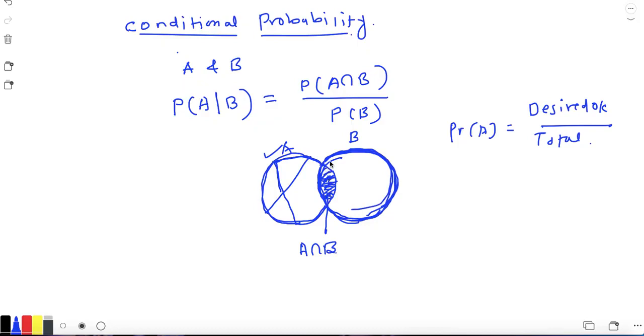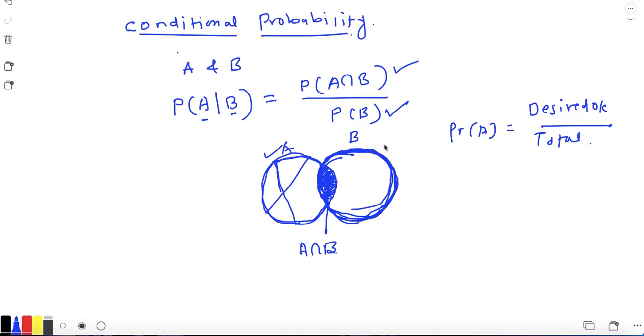So let me summarize what I said. The probability of event A occurring given that event B has already occurred: this event has already occurred, so in this portion, what is the possibility of A? Only this portion is the possibility of A, and that portion is nothing but A intersection B. This portion is common to A and B, that's why it is A intersection B. So only this much is the chance of A occurring. So this is desired, and that's why it is probability of A intersection B divided by total, which is probability of B. This is how the conditional probability definition can be understood, right?